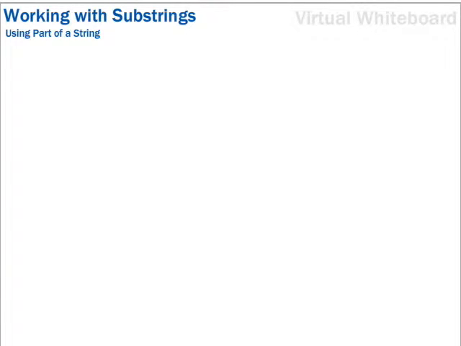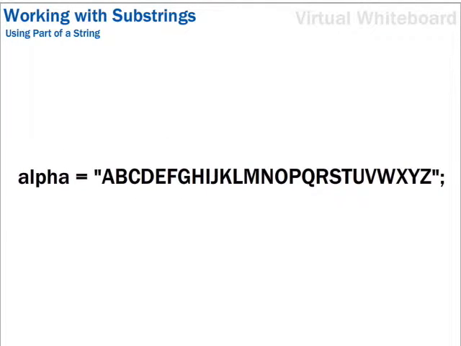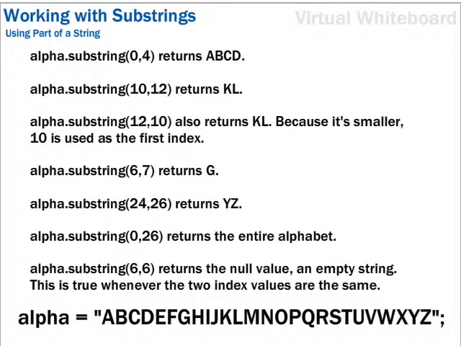As another example, suppose you defined a string called alpha to hold the alphabet. The following are examples of the substring method using this string.